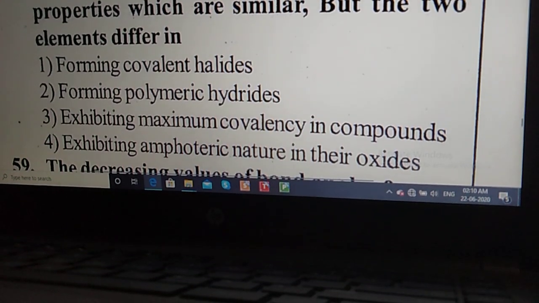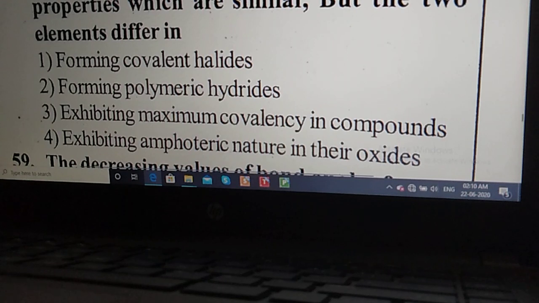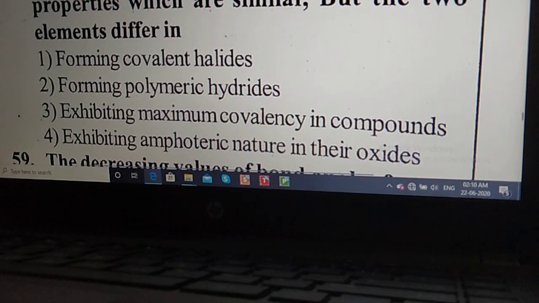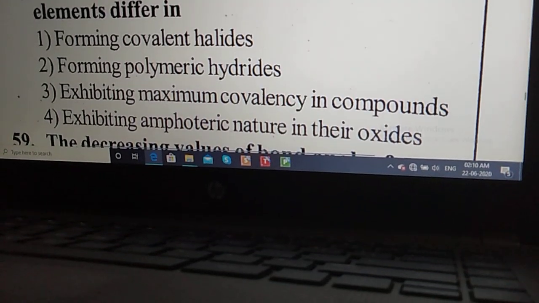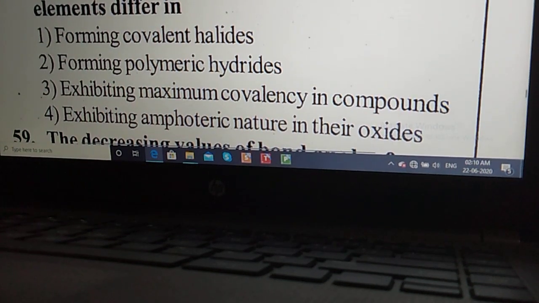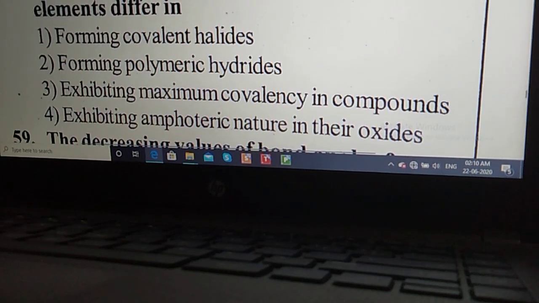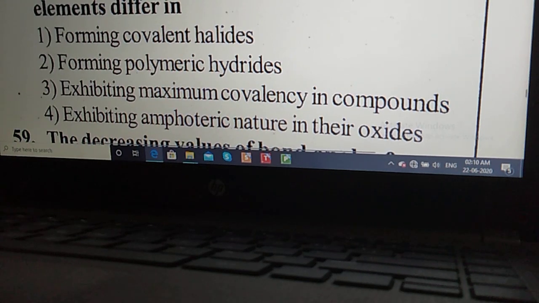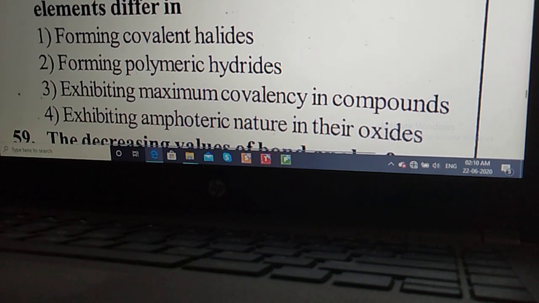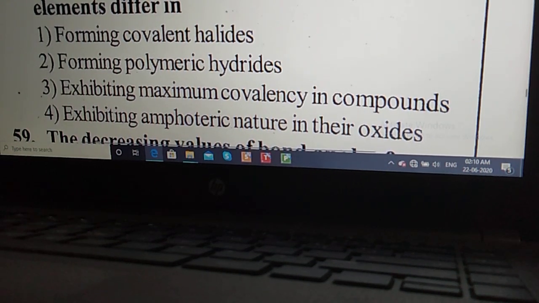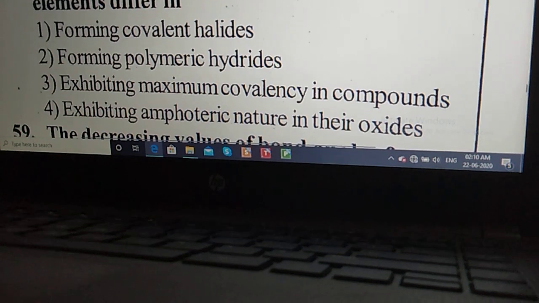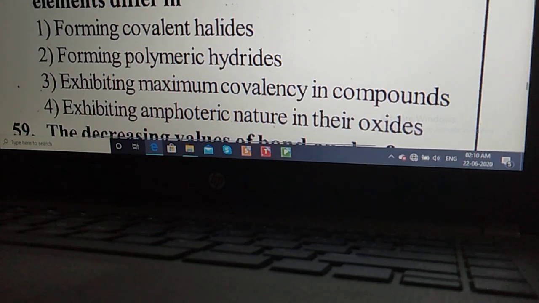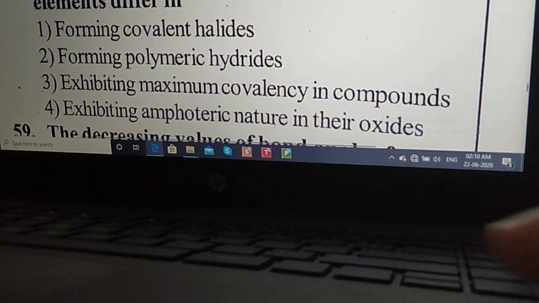Now if you come to option 2, forming polymeric halide, okay, no problem. Al2H3 they form, B2H6 they form. Exhibiting maximum covalency in compound, yes. Aluminum is having covalency 3, but beryllium is having covalency 2. So this is the difference. Fourth, exhibiting amphoteric nature in oxide, both oxides are amphoteric. So our required option is option number 3, because aluminum exhibits 3 and beryllium exhibits 2.